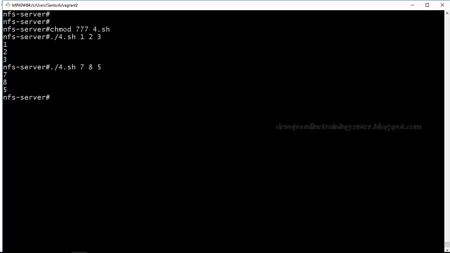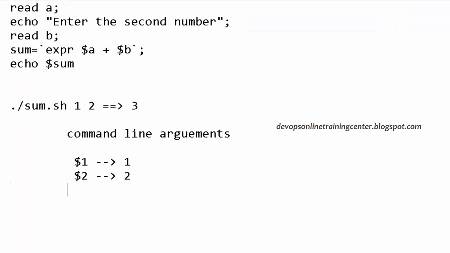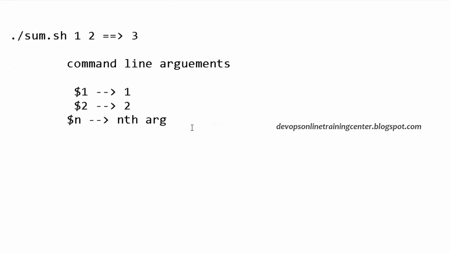So these command line arguments can be accessed inside the script, right? So $n will print the nth argument. This I can use inside the script. I can sum them, or I can use them inside any operation, right?